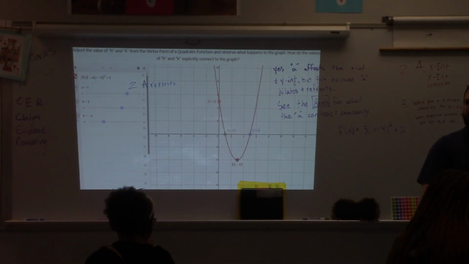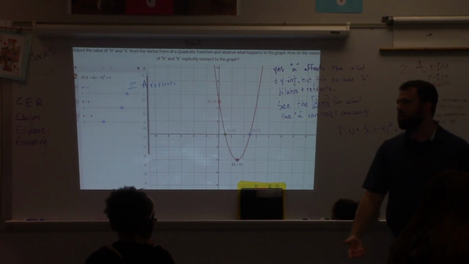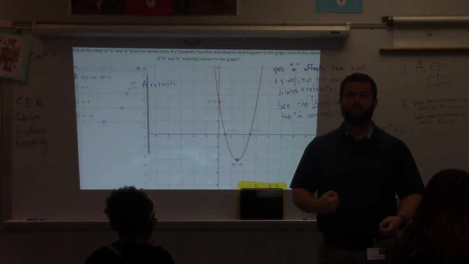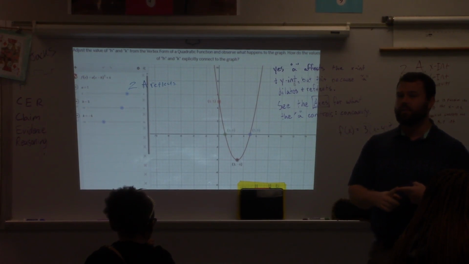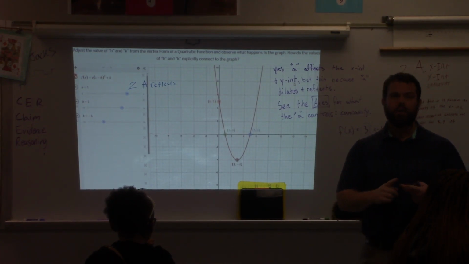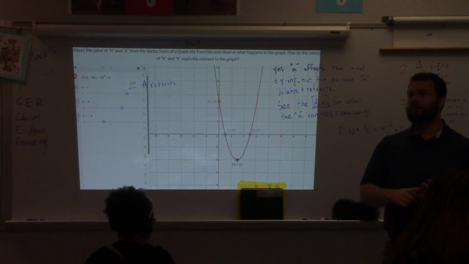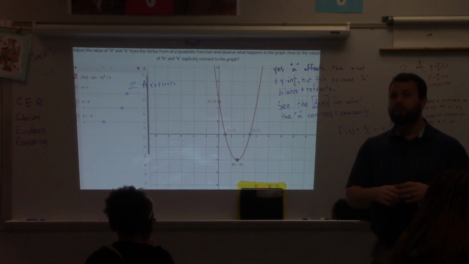Because what are h and k? What transformation are h and k? Vertical and horizontal translations. So is it going to affect the x-intercepts? Yes. Is it going to affect the y-intercepts? Yes. Is it going to affect the line of symmetry? Yes. Is it going to affect the vertex? Yes. So it's going to affect all those things.